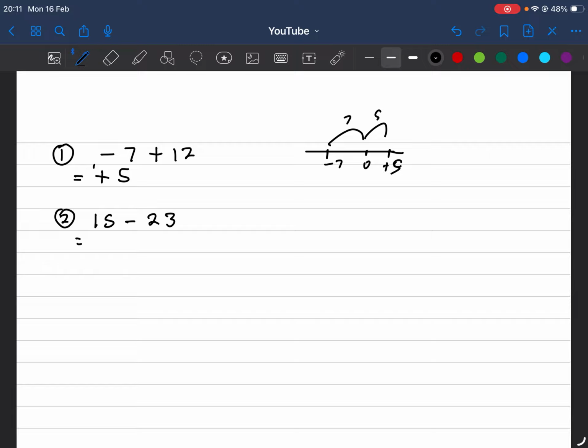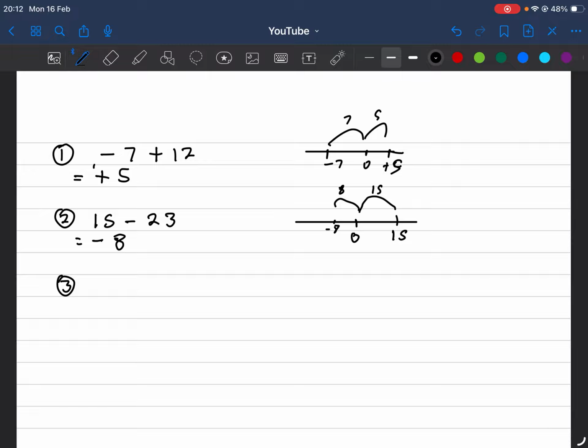Pause the video, attempt the question, write down an answer before I do the solution. So again, number line starting at 15. Remember, there's a 0 somewhere. We're going to jump 23 to the left. So obviously I can jump 15 times until I get to 0. How many more times do I jump after that? Well, I've got to jump another 8 times. So that'll leave me at negative 8. So my answer is going to be negative 8.